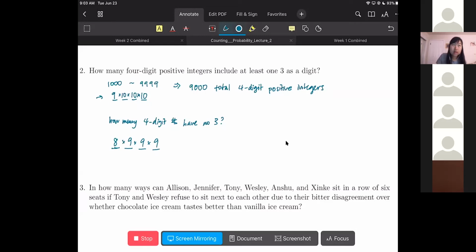And then I think someone had said that it was 5,832. So to get the total answer here, we can take 9,000 and subtract 5,832. And this gives us 3,168.